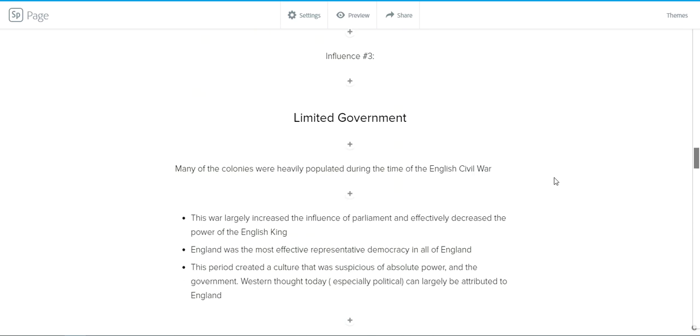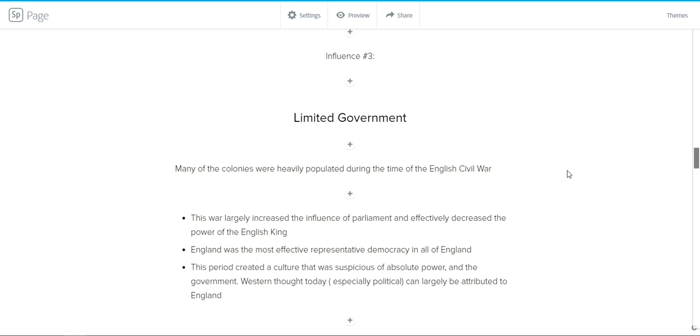The third aspect that was really influential in America, and this is probably the most influential and key part of today's lesson, is this idea of limited government. At the time of many of the colonies' founding, especially New England, Jamestown really wasn't a colony for a couple years after, but especially when we look at New England, they occurred during the time of the English Civil War.